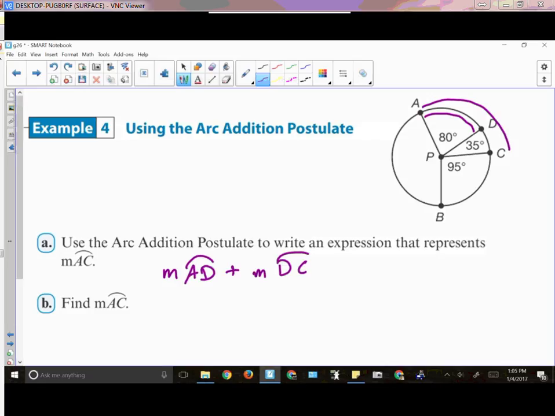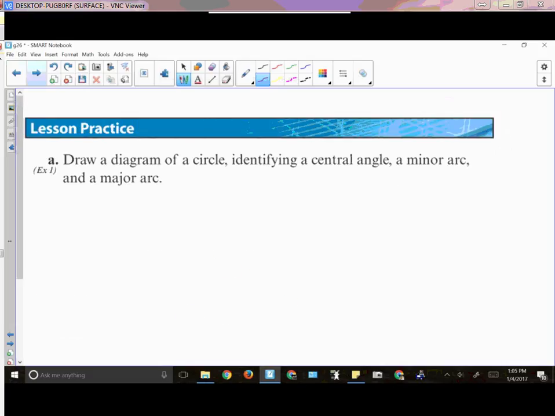So, I want to find the measure of angle AC. Now I take a look. AD is 80 plus DC is 35. So when I add those up, I get what? 115 degrees. That's what I know to be. Okay. So I'm going to give you about a minute or so here, and I want you to go and draw this out for yourself. Identify the one.